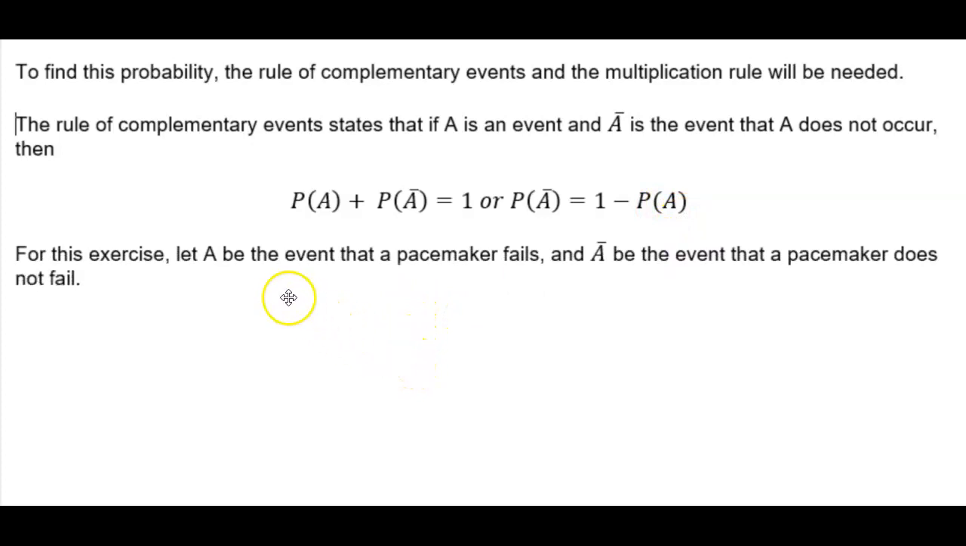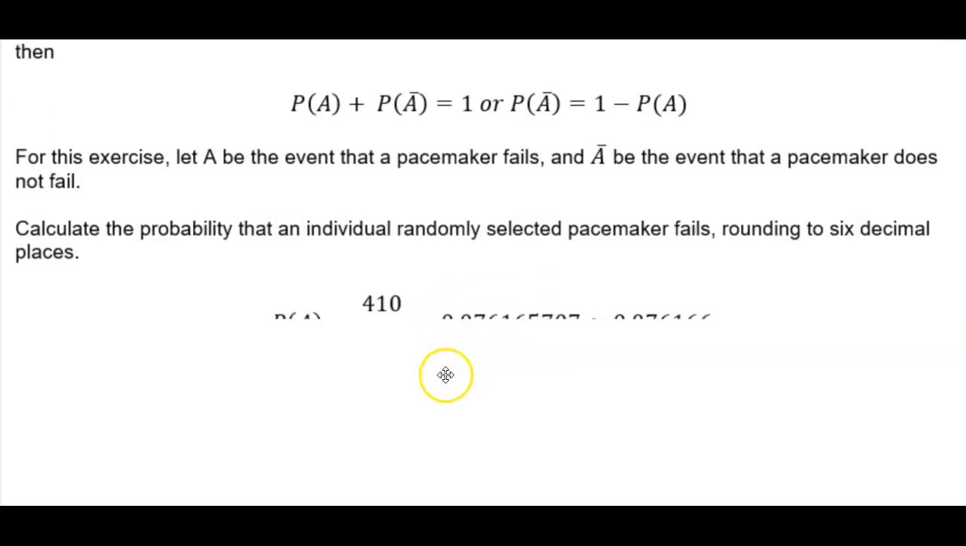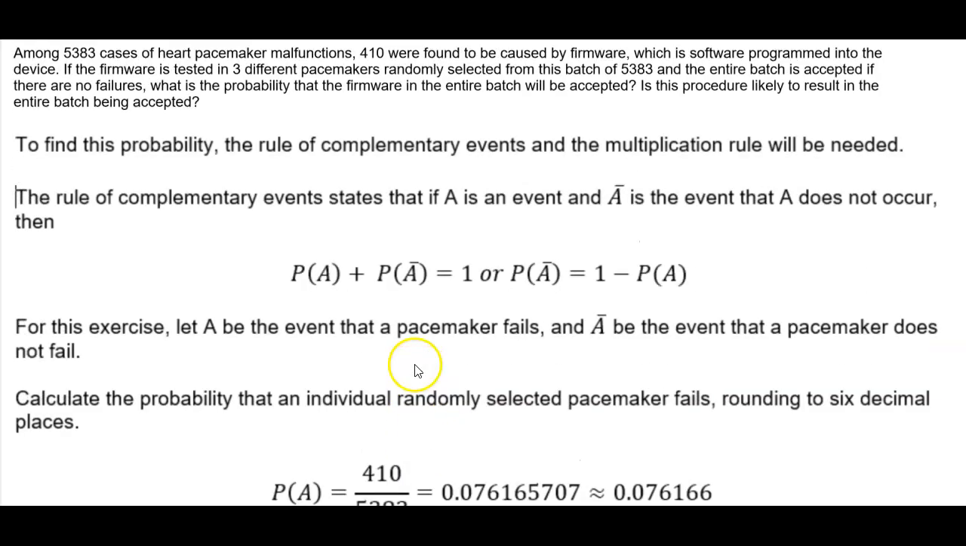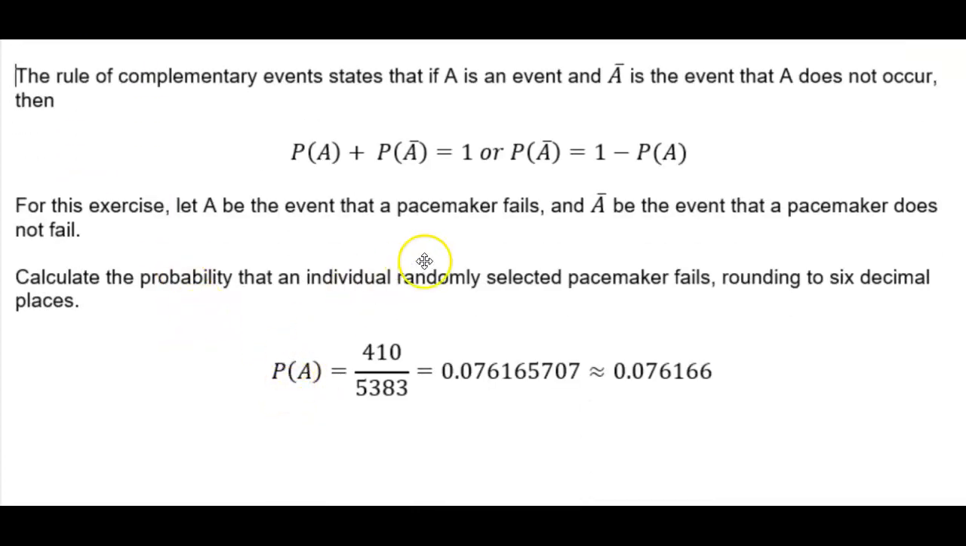Now, for this exercise, we're going to let A be the event that a pacemaker fails, and the complement of A will be the event that a pacemaker does not fail. So we're going to calculate the probability that an individual randomly selected pacemaker fails, rounding to 6 decimal places. So we want to go back up and say, okay, well, 410 were found to be caused by firmware out of the total 5,383 cases. So the probability of the event that a pacemaker fails is 410 out of 5,383, which gives a decimal, rounded to 6 decimal places, of 0.076166.